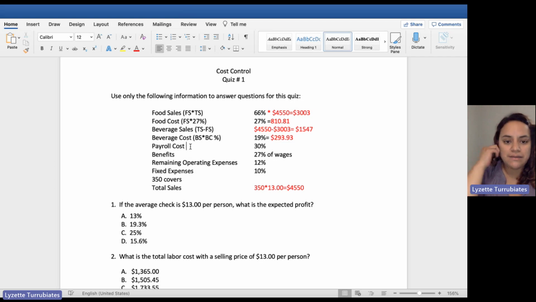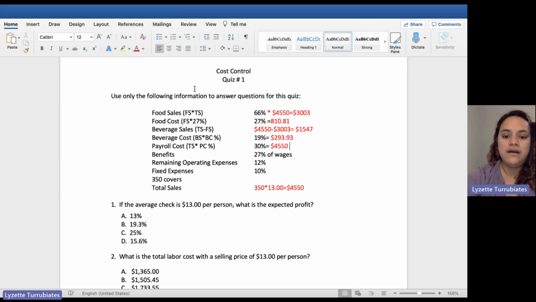Okay, so now we've got to figure out our payroll cost. Our payroll cost is going to be the salary, what you pay your front of the house, your back of the house, your admin. So we're going to take total sales and multiply this by our payroll cost percentage. And that's going to give us our dollar amount for payroll cost.